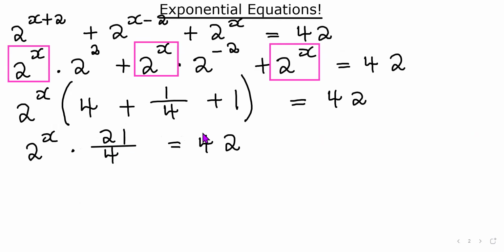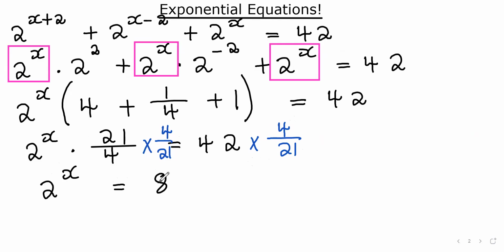Then what do you do from this stage? You divide both sides by 21 over 4, or you can multiply by the reciprocal of 21 over 4, which is just 4 over 21. So then, on the left-hand side, you're left with 2 to the x. What about on the right? Well, on the right, you have 42 multiplied by 4 divided by 21, and you simply get a beautiful 8. Well, mine was rather ugly.